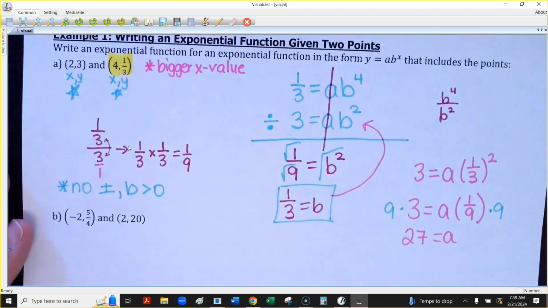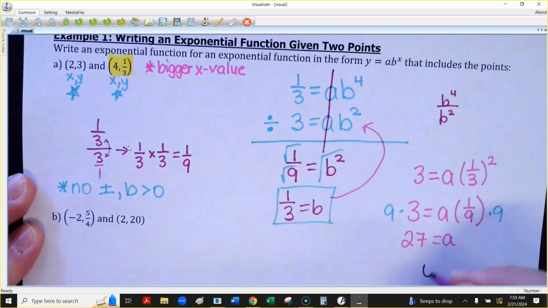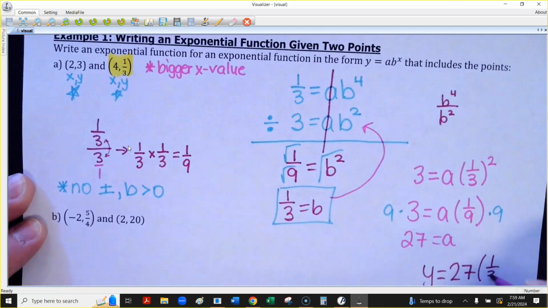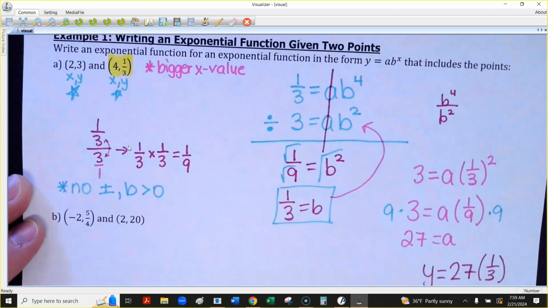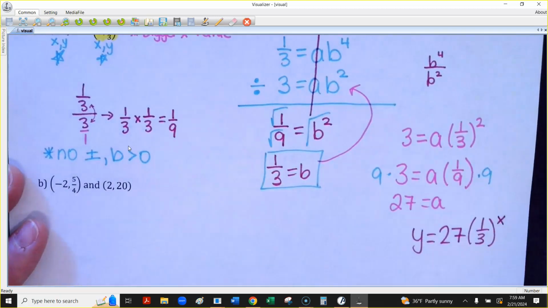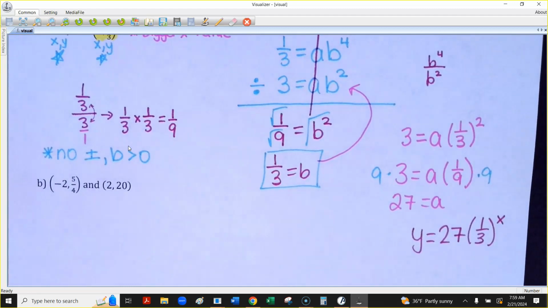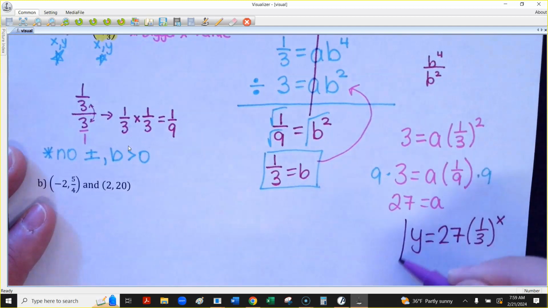So then my actual answer would be y equals a, which is 27. Our b value was 1/3, and I don't want to multiply those together, right? Because those are two separate things. When you have an exponential, we'd have to do 1/3 to the power first, and then multiply it by 27. So that would be our answer.